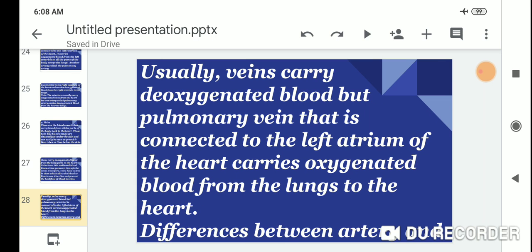Usually veins carry deoxygenated blood, but the pulmonary veins, which are connected to the left atrium of the heart, carry oxygenated blood from the lungs to the heart. Difference between arteries and veins.